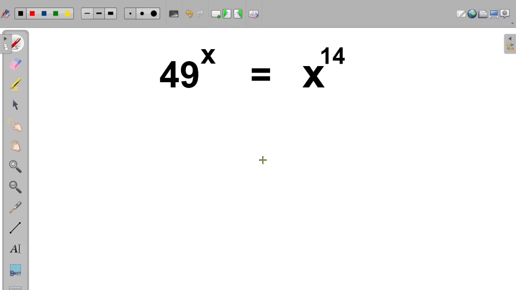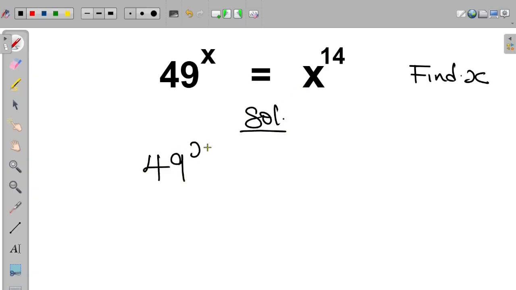Hello everyone. In this video, we are asked to find the value of x, given that 49 to the power of x is equal to x to the power of 14. So we have that 49 to the power of x is equal to x to the power of 14.